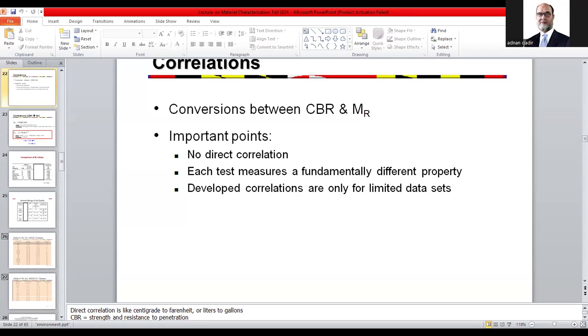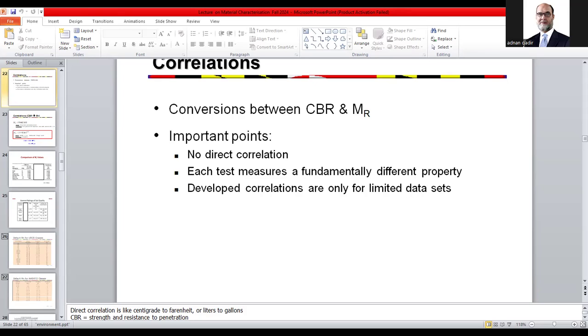If you don't have this resilient modulus test, you don't have that data, you don't have that facility. The problem is that when you are designing a pavement with the AASHTO method, you require MR. You cannot take the value of CBR as input. So what do you do? This test was developed in the US, and most countries around the world, even most states in the US, did not have this resilient modulus testing machine at that time.